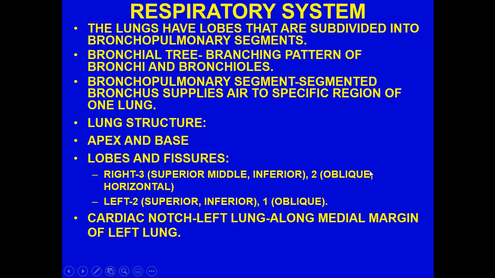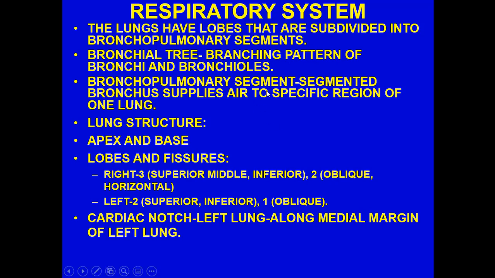The lungs have lobes that are subdivided into the bronchopulmonary segments. This is where we get into what we call the bronchial tree, which is a branching pattern of bronchi and bronchioles. A bronchopulmonary segment is a segmental bronchus that supplies air to a specific region of one lung.